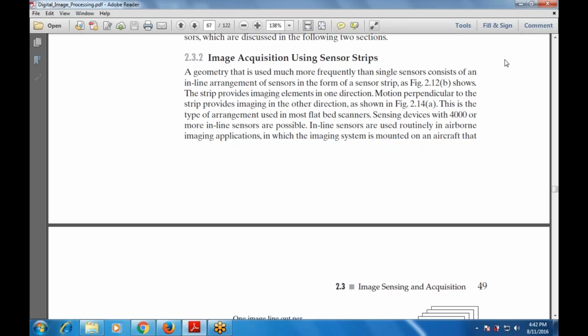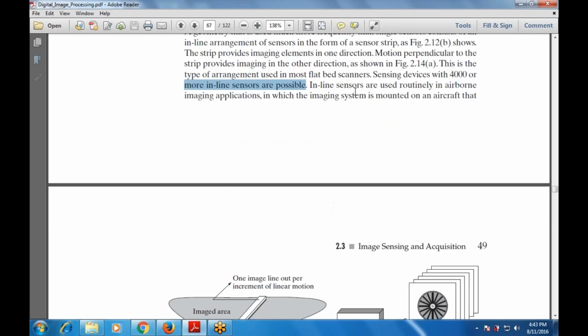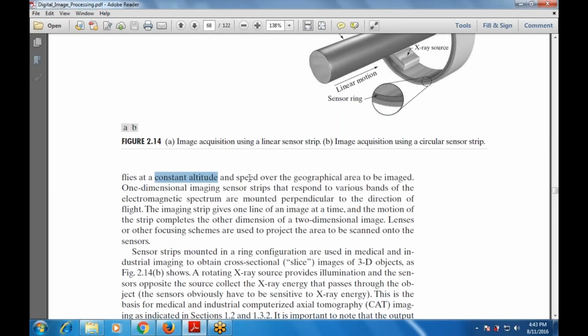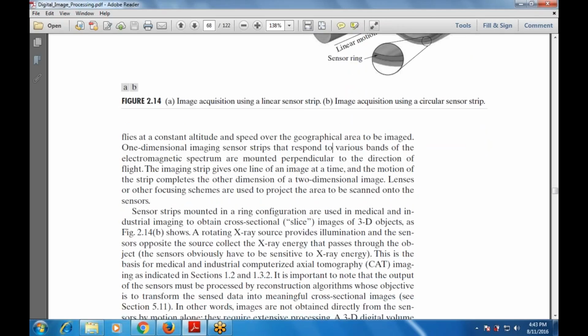Sensing devices with 4000 or more inline sensors are also possible. Inline sensors are most routinely used in airborne imaging applications, in which the imaging system is mounted on an aircraft that flies at a constant altitude and speed over the geographical area to be imaged.